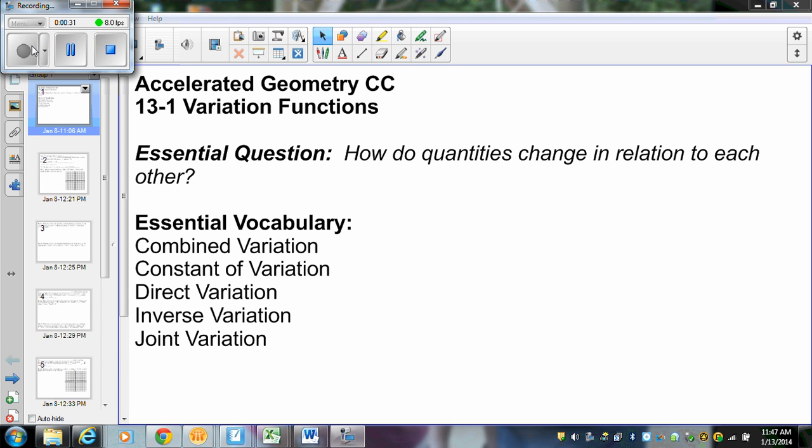And the essential vocabulary for this lesson, we have 5 words: combined variation, constant of variation, direct variation, inverse variation, and joint variation. So those are your 4 types of variation, as well as constant of variation. So let's begin with some vocabulary.